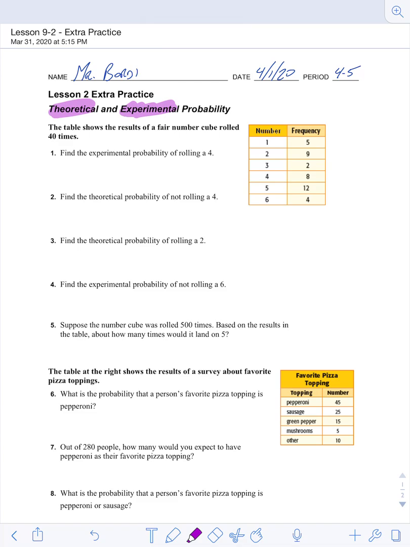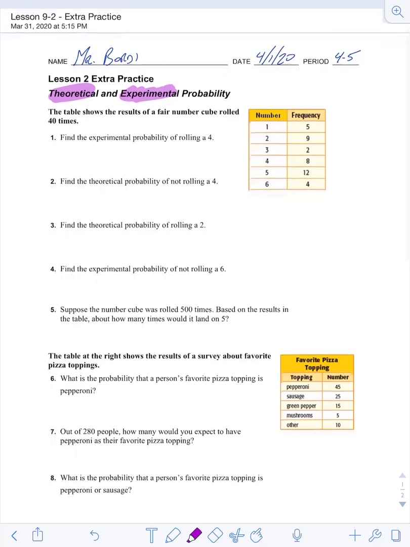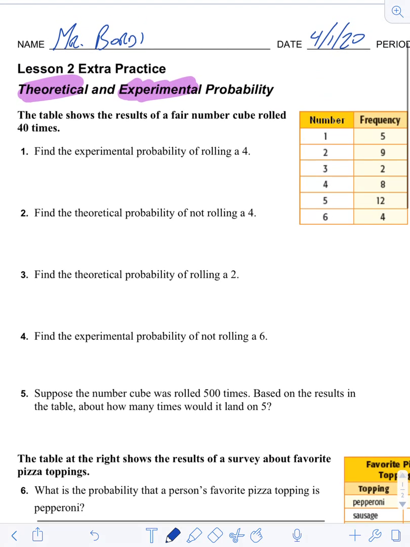Okay, so let's take a look at this. It says for number 1, the table shows the results of a fair number cube, which is just a standard 6-sided die, rolled 40 times. Find the experimental probability of rolling a 4. So I look over at the table, and it says the experiment. What actually happened? How many times did I actually roll a 4? It says that I rolled a 4 8 times.